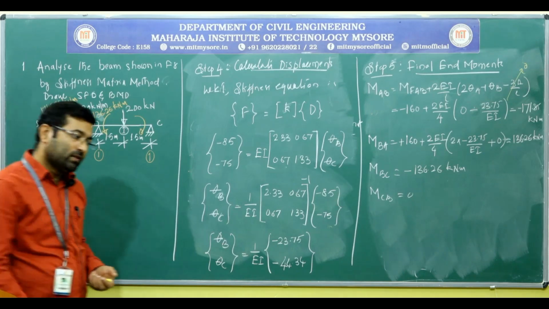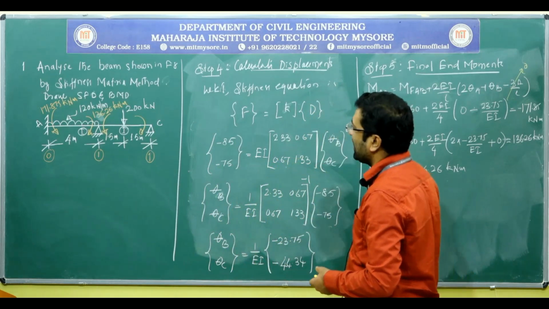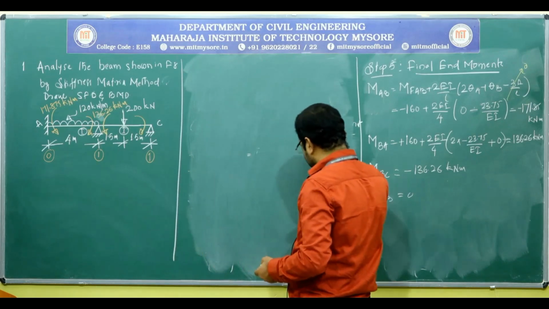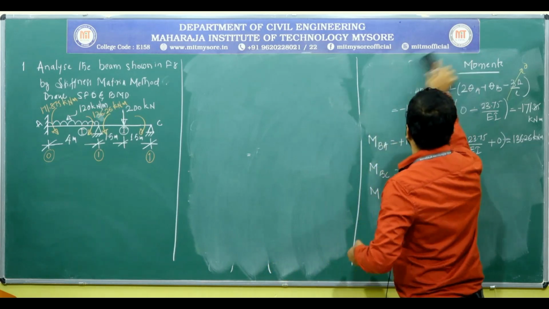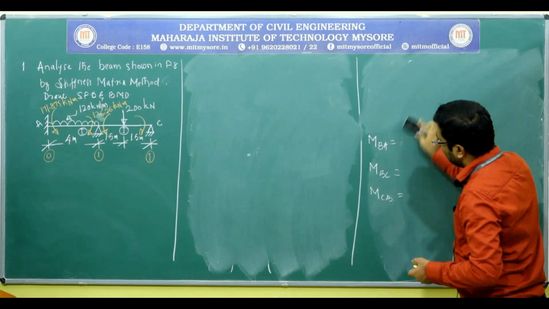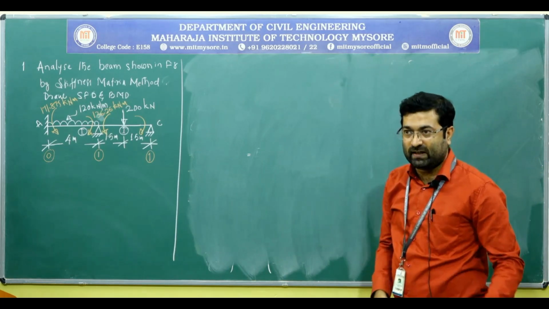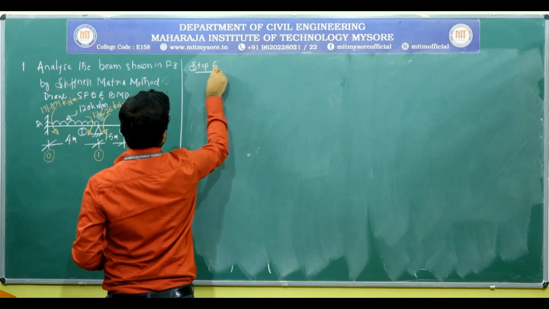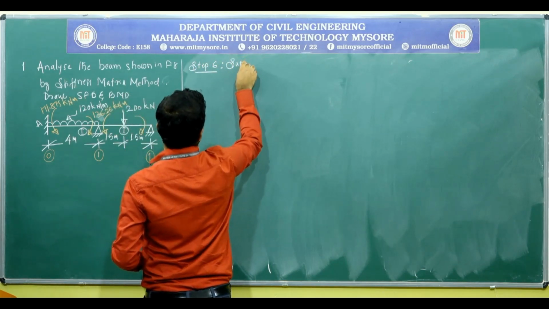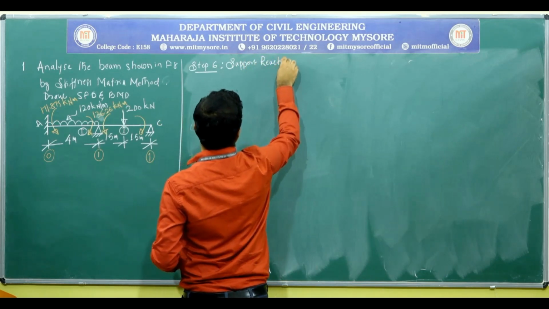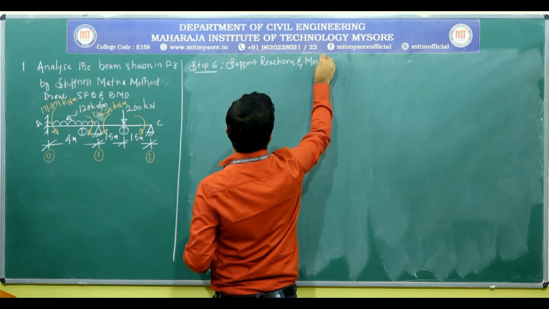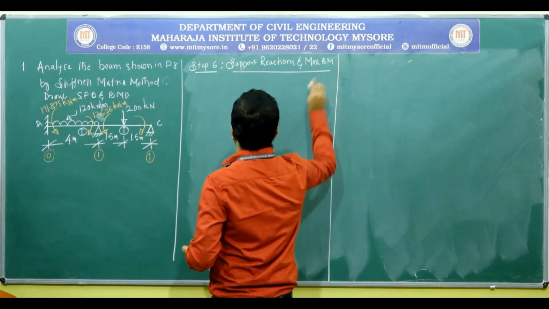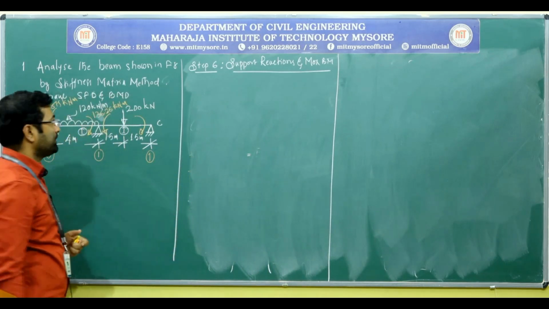Okay. So, now based on this, we need to calculate the shear force values, then draw the shear force and bending moment diagrams. For doing that, I will consider the free body diagram of each span separately. Let me calculate that under the heading of step number 6, that is support reactions and maximum bending moment. So, let me consider the span AB.